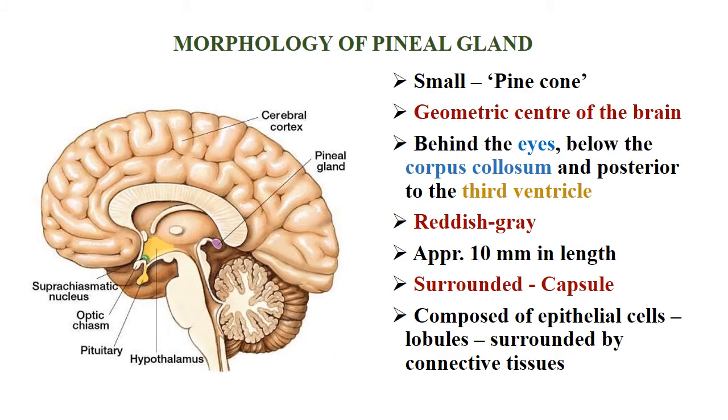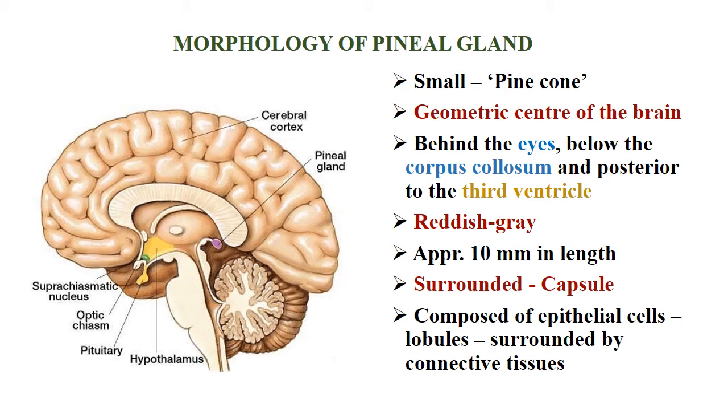The pineal gland is a tiny, very small gland, which looks like a pine cone, hence the name pineal gland. It is located in the geometric center of the brain, just behind the eyes, below the corpus callosum, and posterior to the third ventricle of the brain. The color of the pineal gland is reddish gray, and its length is approximately 10 millimeters.